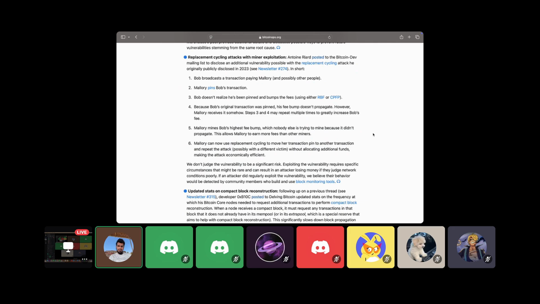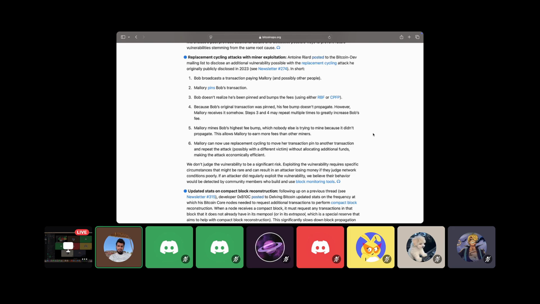All right. So this is a vulnerability pertaining to replacement cycling attacks. First we'll try to understand what a replacement cycling attack is, and then how it can be used by a miner to their own benefit, how an avenue of exploitation can open up for a miner to leverage this replacement cycling attack to disincentivize other miners on the network, right?